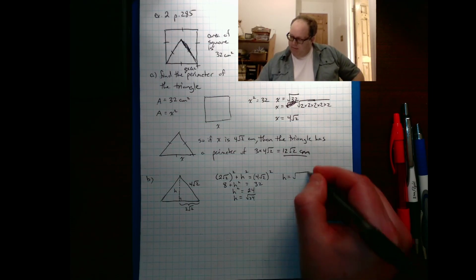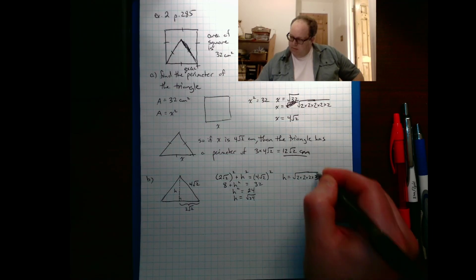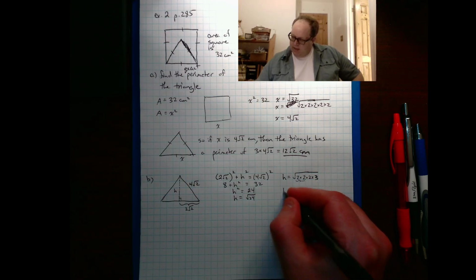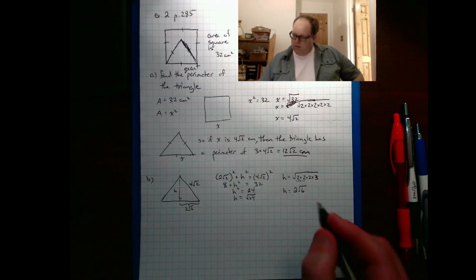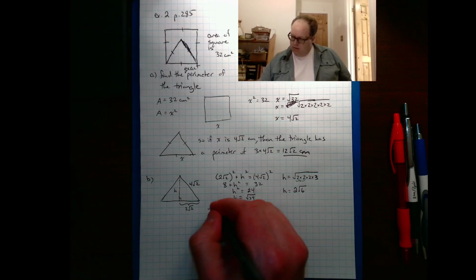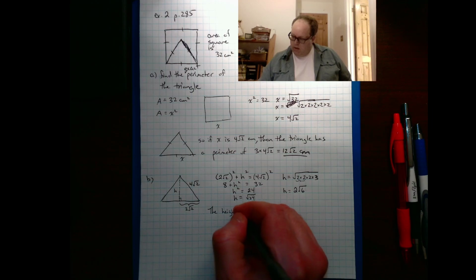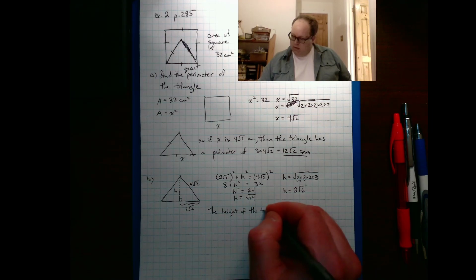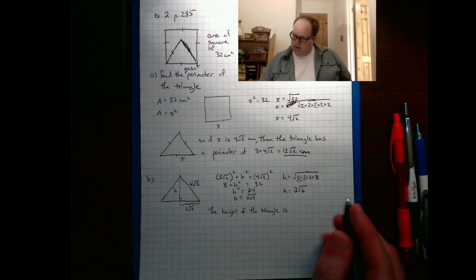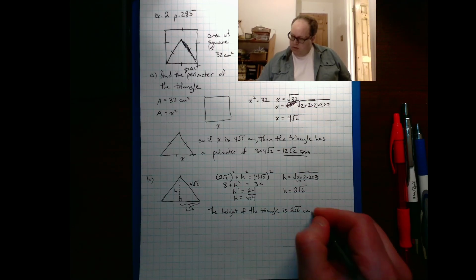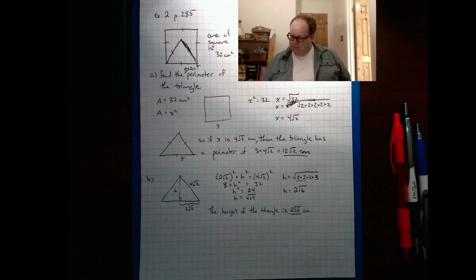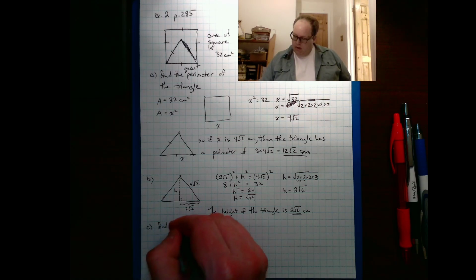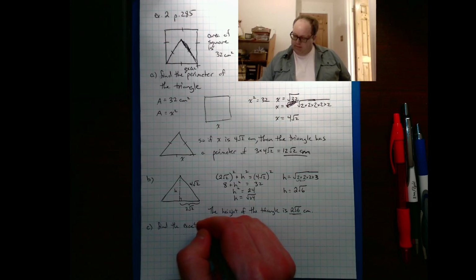And we can simplify that because 24 is 2 times 12, which is 2 times 6, which is 2 times 3. With the two 2's involved, I can say that h equals 2 root 6, or the height of the triangle is 2 root 6 centimeters. And lastly, we are asked for the exact area of the triangle.